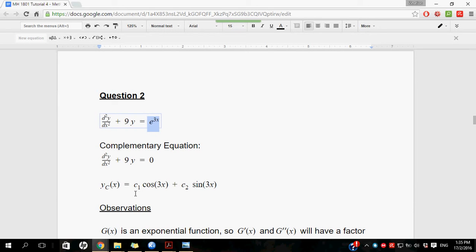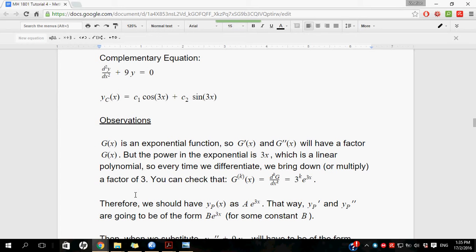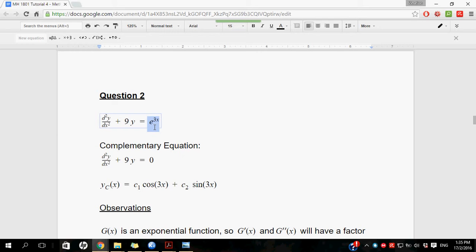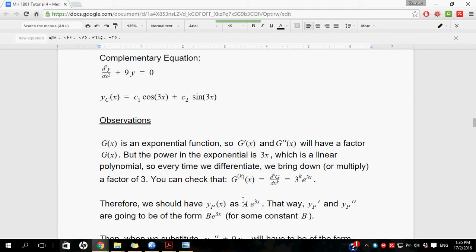G of x is an exponential function. So when we take derivatives of higher order, we will always have e to the 3x appearing in the formula. You can see that when we take the kth order derivative of g, what we should get is e to the 3x, and every time we differentiate, we need to bring down a copy of 3 when we differentiate 3x. So we should get a formula of this form: constant times our original exponential function g of x.